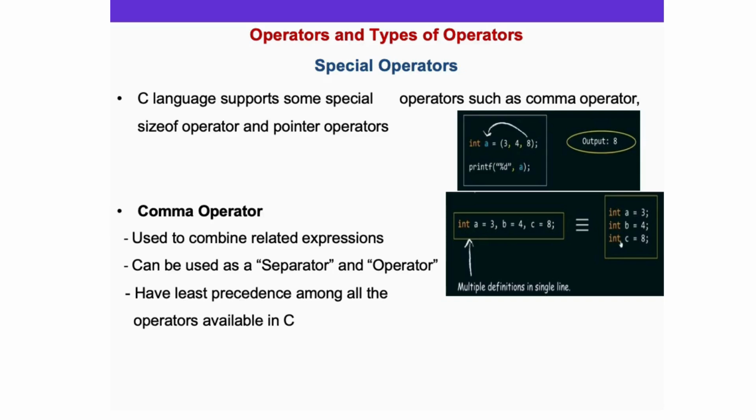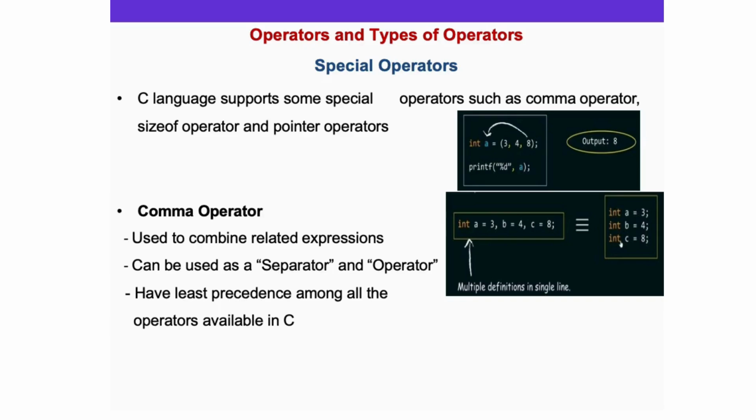At last, we are going to see about special operators. What are all the special operators used in C language? C language supports some special operators: comma operator, sizeof operator, and pointer operator. The pointer operator we will see in a later lecture series. Here we are going to see about the comma operator and the sizeof operator.